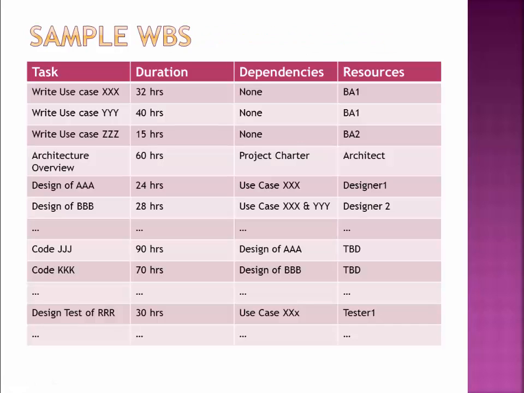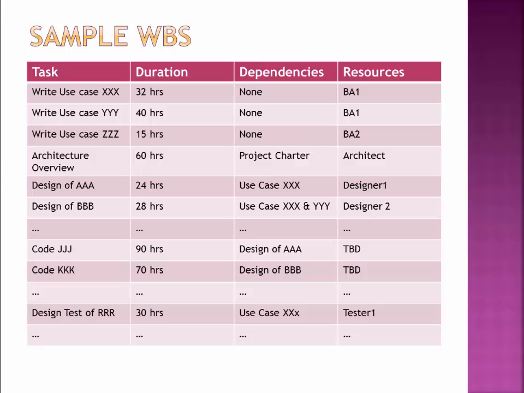So let's look at an example of what a work breakdown structure might look like. Here's using a table. So we have a list of tasks. We take a guess at the duration it might take to write those tasks. What are the dependencies? What things have to happen before we can start working this task? And then ideally a resource. So looking more specifically, notice I'm talking about use cases. And I'm trying to identify all the use cases here.